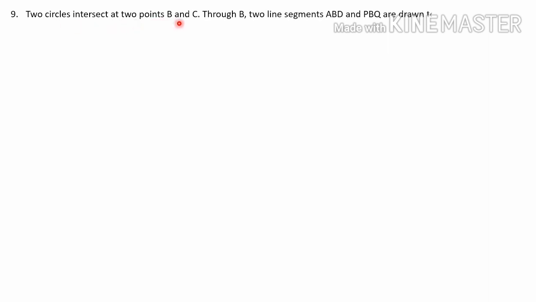Next we shall discuss question number 9. Two circles intersect at two points B and C. Through B, two line segments ABD and PBQ are drawn to intersect the circles at A, D and P, Q respectively. Prove that angle ACP is equal to angle QCD.